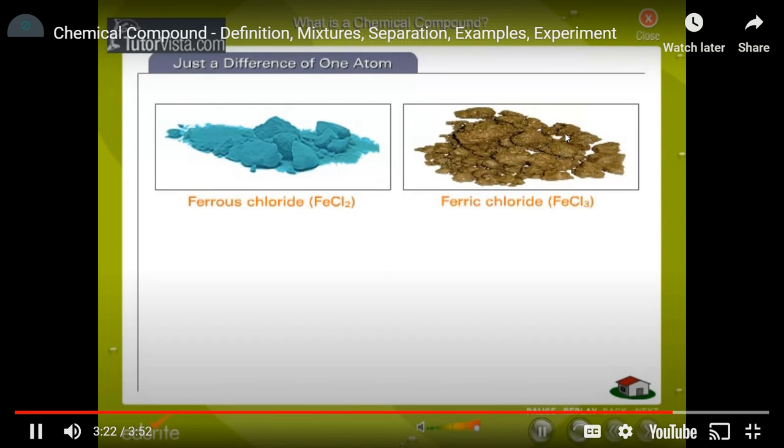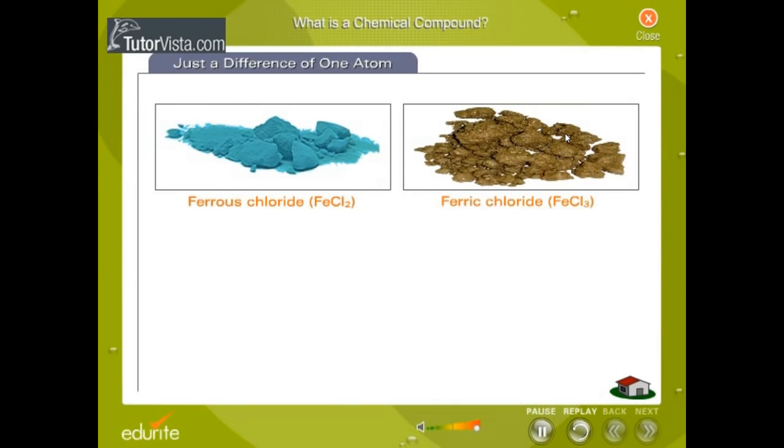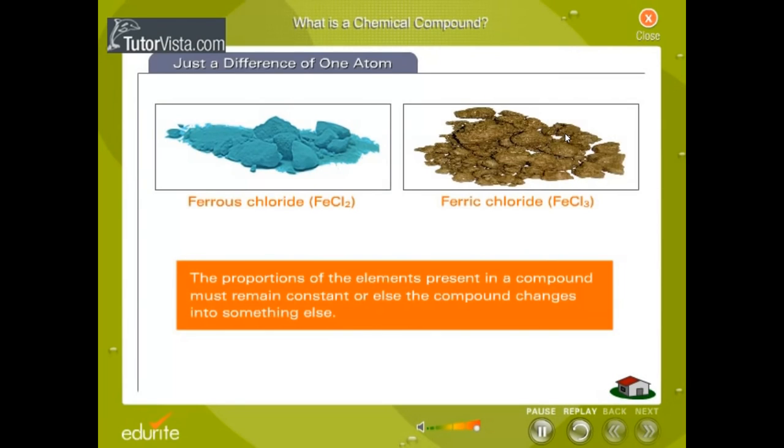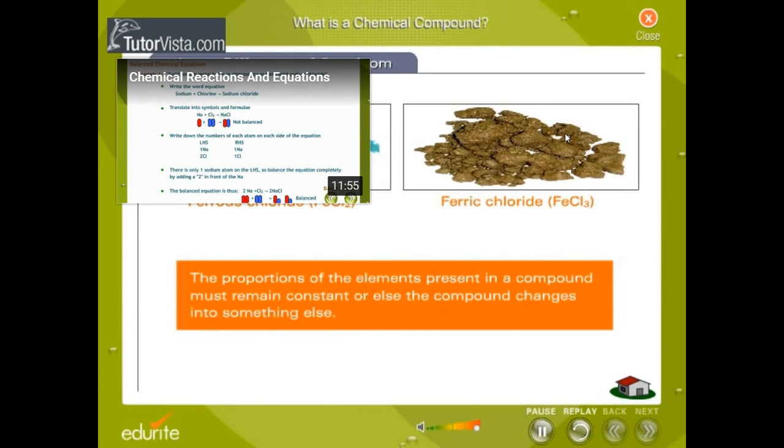The compounds displayed here may not look alike, but they are made of the same elements: iron and chlorine. The only difference between them is one atom. Ferrous chloride, FeCl2, has one atom of chlorine lesser than ferric chloride, FeCl3. The proportions of the elements present in a compound must remain constant, or else the compound changes into something else.